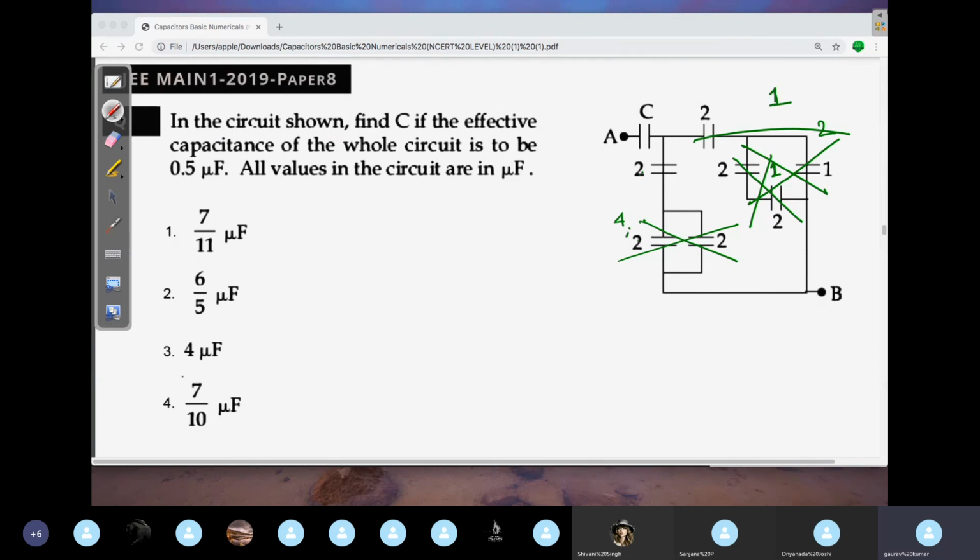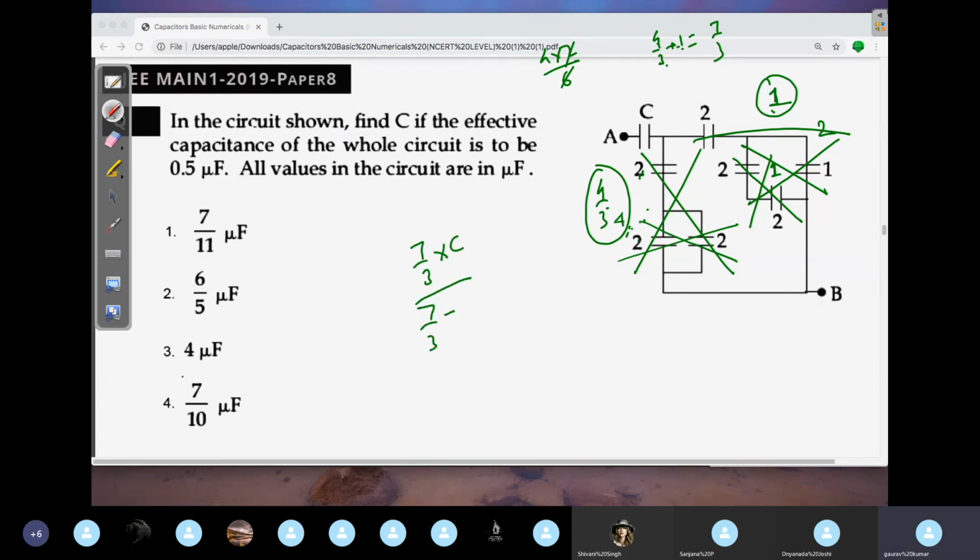This 4 and 6, 4 and 6 in series, so 4 into 2 over 6, so you can write 4 by 3. So 4 by 3 and 1 will be in series, so 4 by 3 plus 1 you will have. How much will you get here? You will get 7 by 3. 7 by 3 and C in series, so 7 by 3 into C over 7 by 3 plus C.